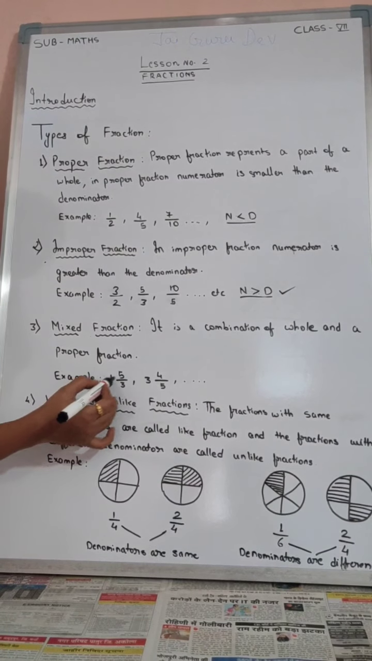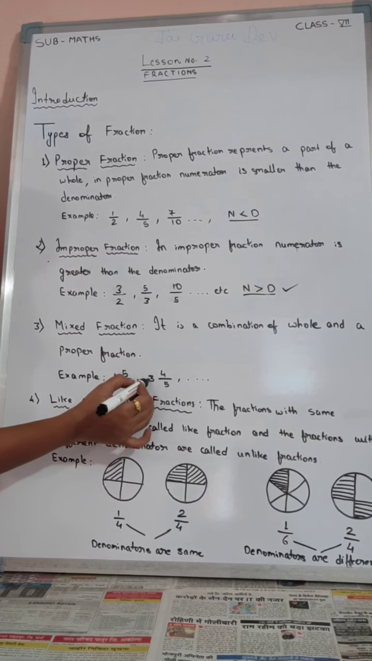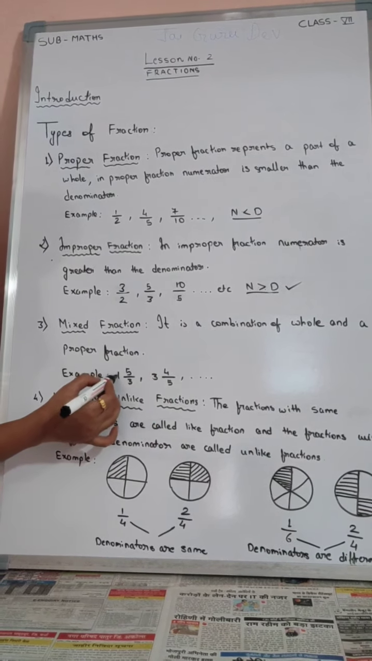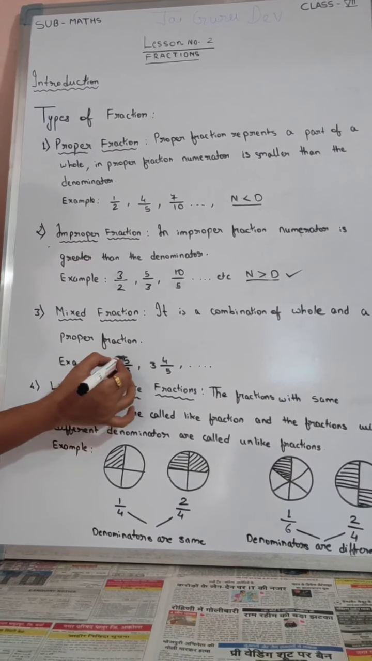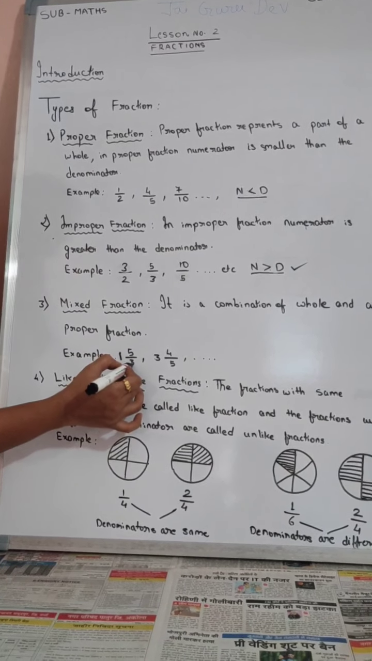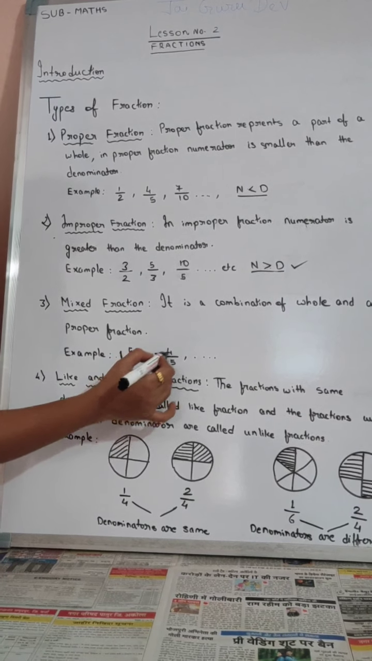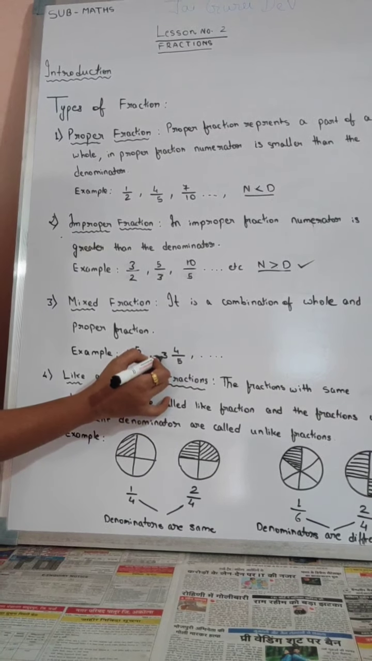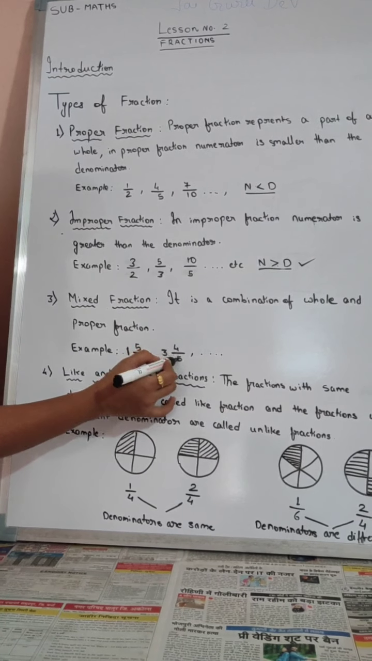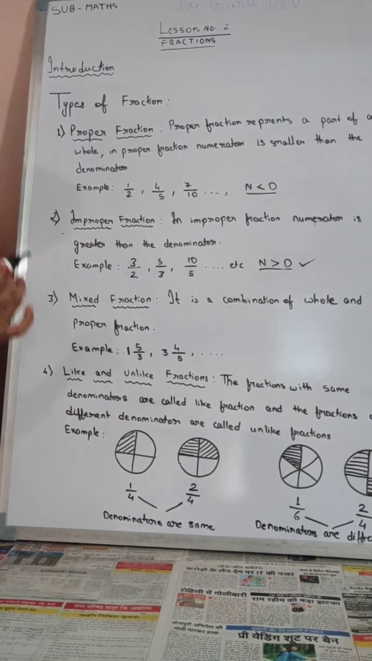For example, 1 and 5 by 3, 3 and 4 by 5, where 1 is a whole number and 5 by 3 is an improper fraction. And we can say 3 and 4 by 5, where 3 is the whole number and 4 by 5 is a proper fraction.